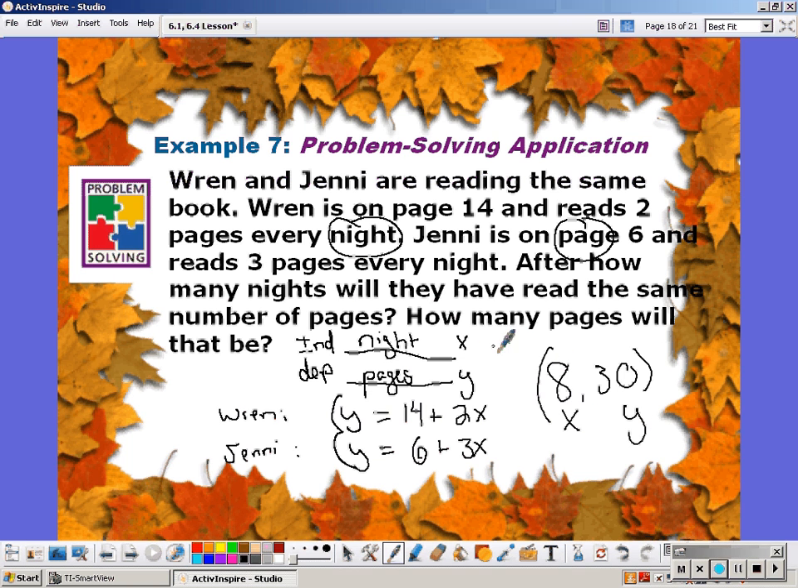Okay, so X stands for the number of nights, so she reads for 8 nights. That's the nights. And they get through 30, Y, that's pages. So that's the number of pages. So after 8 nights, they've both read 30 pages.